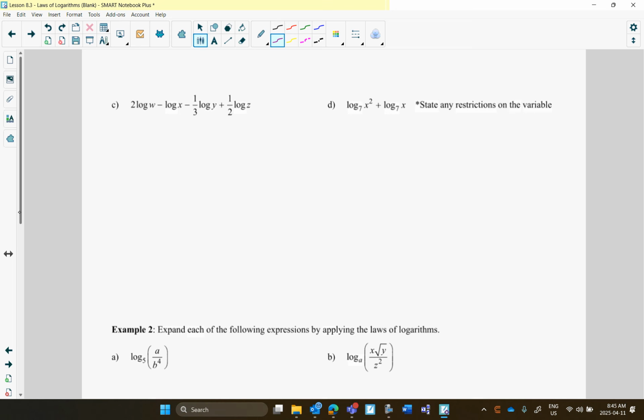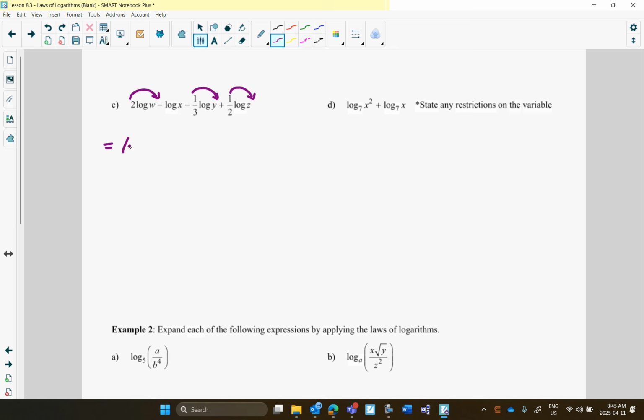Okay, this next one. Look for any numbers in front and make them exponents using the power law. So I've got to drop that in there, drop that there, and drop that there. That's the first step.